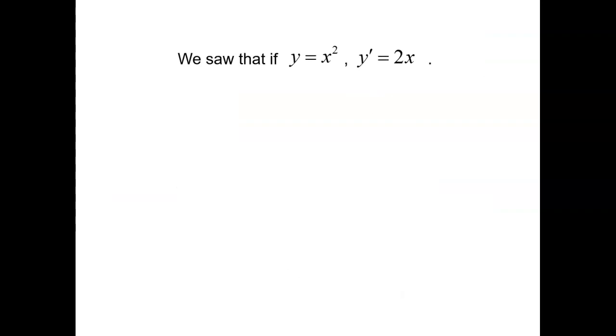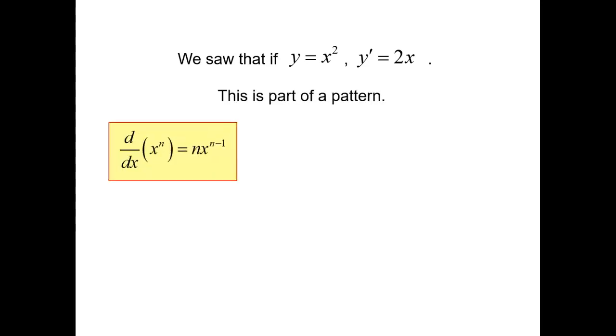Now, what if we started with a function like y equals x squared? We saw that the derivative was equal to 2x, and this is part of a pattern. The pattern for any power function, x to the n, where n is a real number, is that the derivative of that function will be the value of the exponent dropped to the front, and then we subtract 1 from the exponent. In this case, the 2 gets dropped to the front, and we subtract 1 from 2 to get x to the first. Therefore, the derivative is 2x to the first.